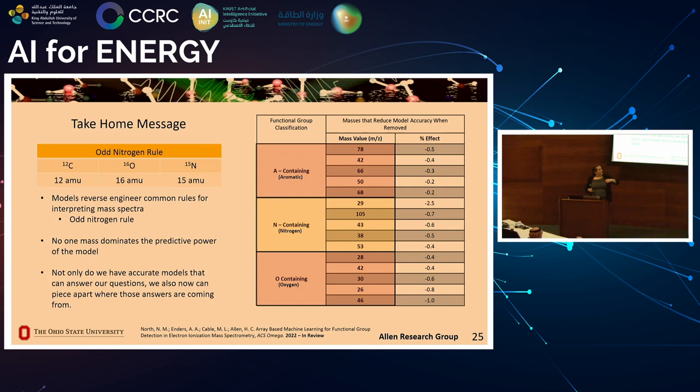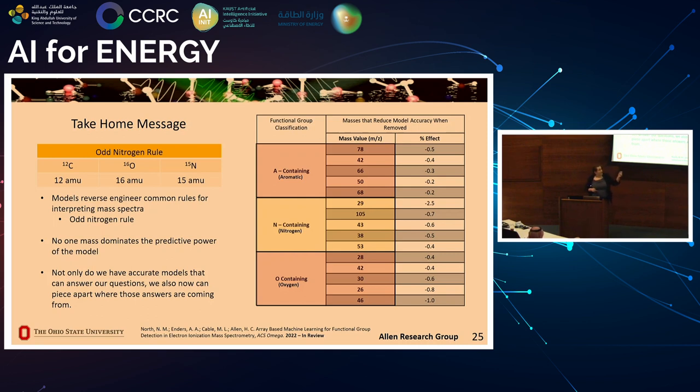Over here on the right, we have our A-containing, which is our aromatics, our N-containing, nitrogen-containing functional groups, and our O-containing, oxygen-containing functional groups. The second column is the mass value that was the most impactful for the model to make its assignments. If we look at the nitrogen-containing groups, the majority of those values are odd. This correlates with what we normally consider in mass spectrometry, the odd nitrogen rule. Because nitrogen has an atomic weight of 15, if you have an odd number of nitrogens, it's common to see odd-numbered peaks in your spectra, because those odd-mass nitrogens will show up in those fragments. So the fact that all of those important peaks turn out to be odd is really important for us, because it's almost like the model relearned that rule without having been explicitly told.